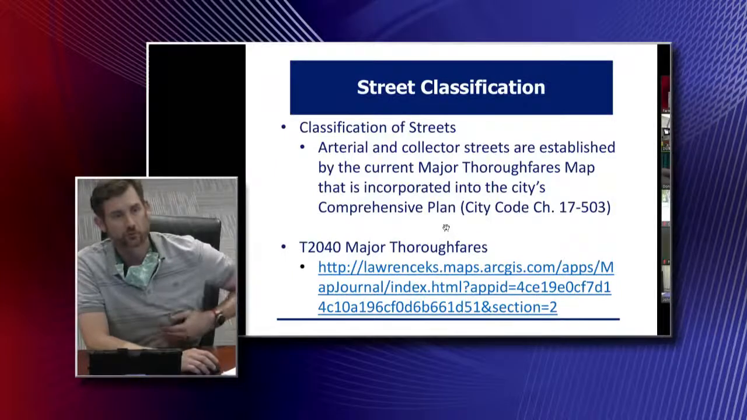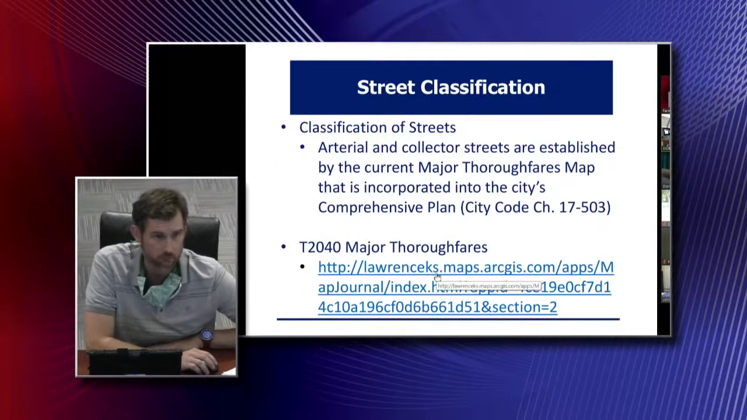Our major thoroughfare map is online on the public GIS webpage. So it is out there for reference, and that identifies the arterial streets, minor arterials, collectors, and then all other streets are residential or local street classifications.